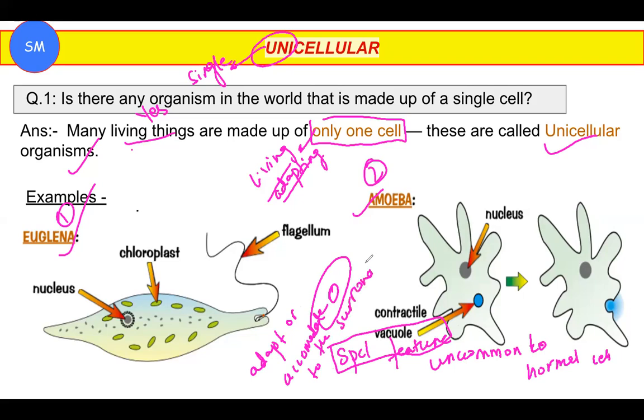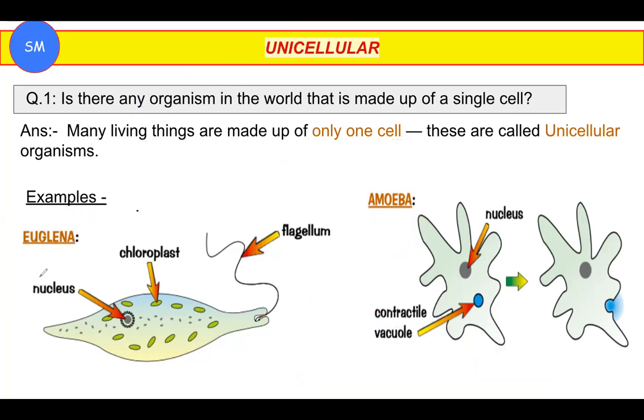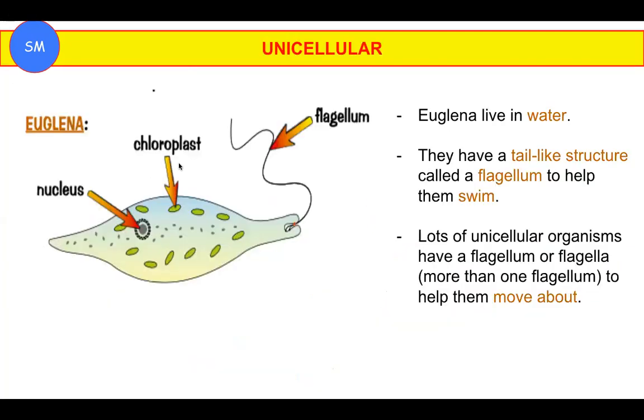So what are we going to deal with in this whole chapter on unicellular organisms? We are going to deal with these special features. What is different from the single cell and how are they adapting? Because from your exam point of view, they won't be asking only about unicellular. They'll be asking what the special feature is, how they are living or adapting to the environment, being a single cell. So we will start with the first example, that is euglena.